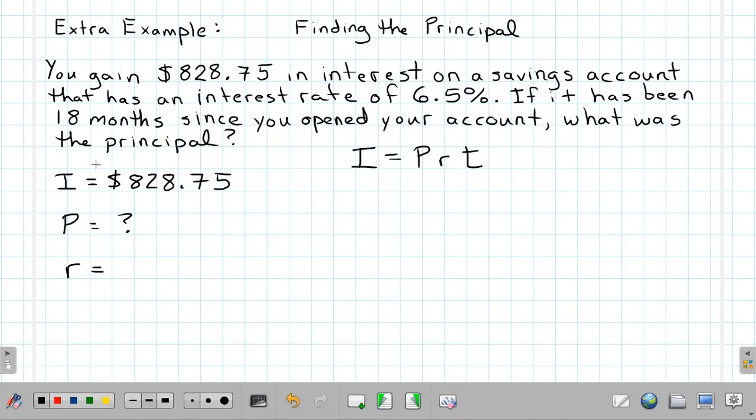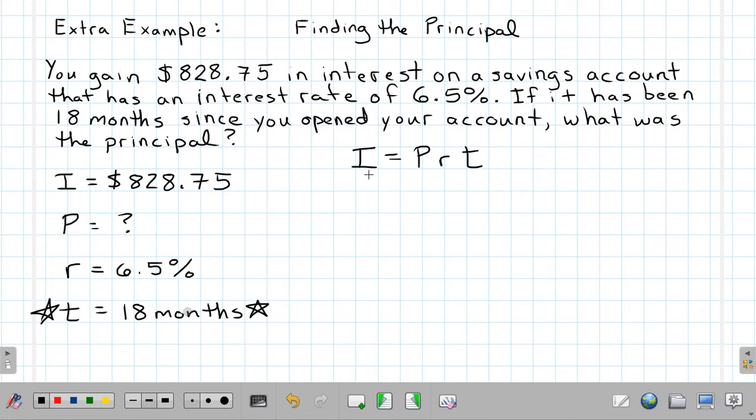Well, what is R? It's the interest rate, which is the percentage. That's 6.5%. And lastly, we have T. Well, here's where we run into a little bit of a problem. It has been 18 months, so 18 months is actually our amount of time that you've had the account. Okay, so 18 months. But here's where we have the issue, okay?